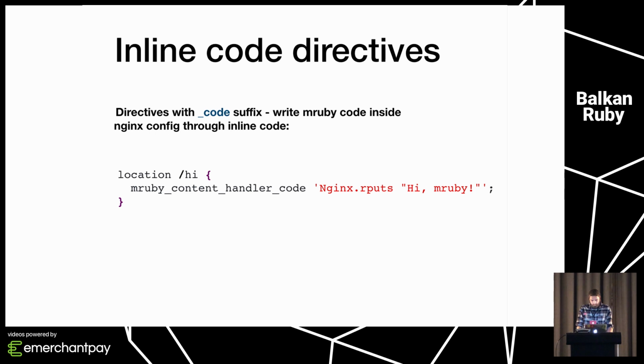Well, for example, there is a directive called mruby_content_handler, and if you see the code suffix, it means you can put your Ruby code inline in your Nginx configuration and just execute it. So the directive is called mruby_content_handler_code.